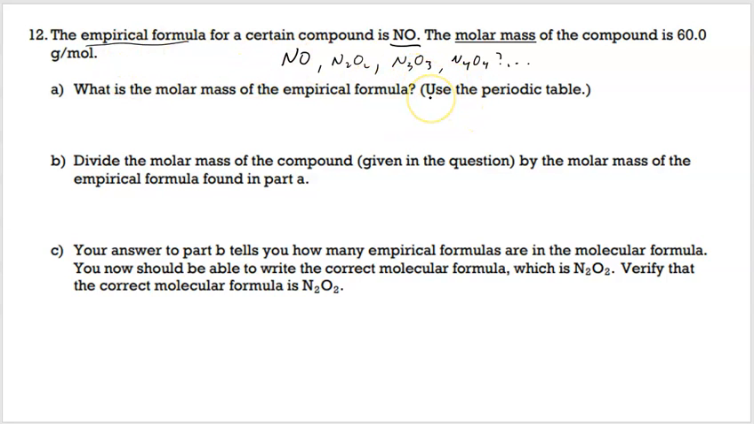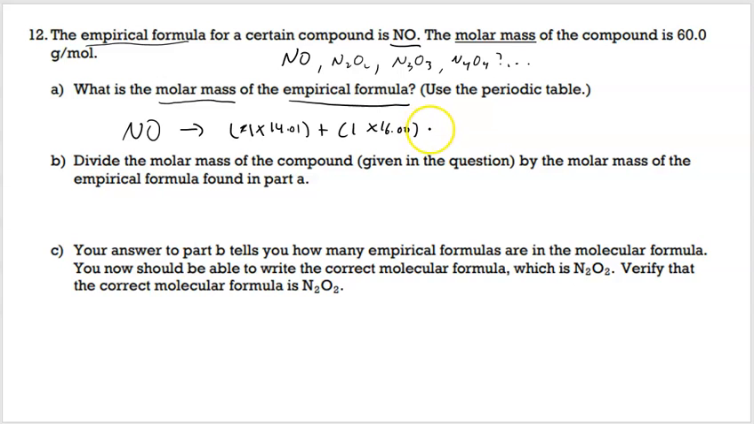All right? And so the way we do that is we essentially just follow the steps outlined for you in parts A, B, and C. So first, let's do the molar mass of the empirical formula. So empirical formula is NO. So 1 nitrogen and 1 oxygen. So 1 times 14.01 plus 1 times 16.00. So basically 14.01 plus 16 is going to give us 30.01. Okay, as the molar mass of the empirical formula. NO, 1 nitrogen, 1 oxygen.